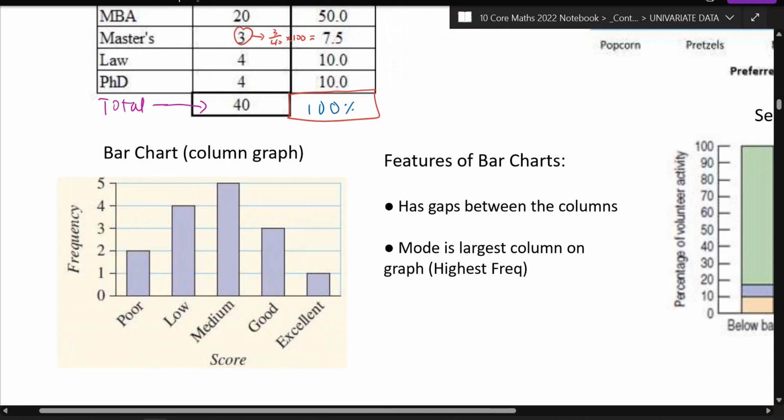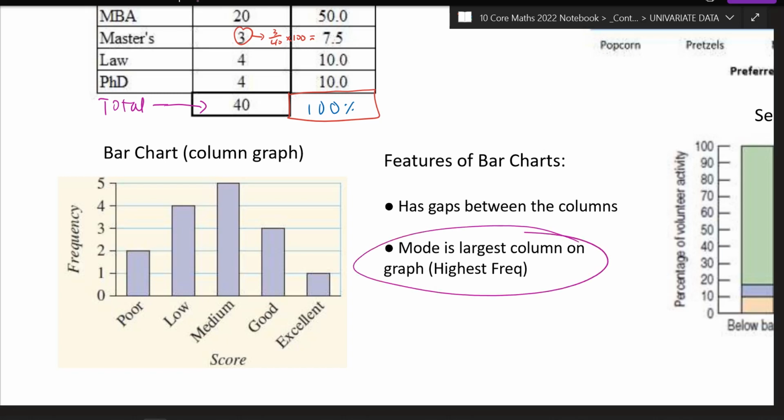And also, do we know what mode is? Really quickly, what does mode mean? Mode, what does that mean? Mode is what, Jordan? What is mode?